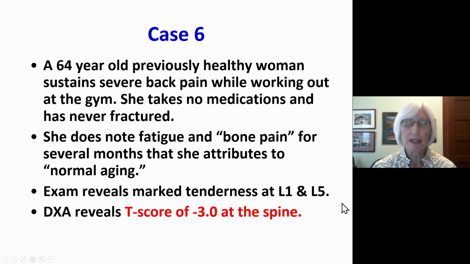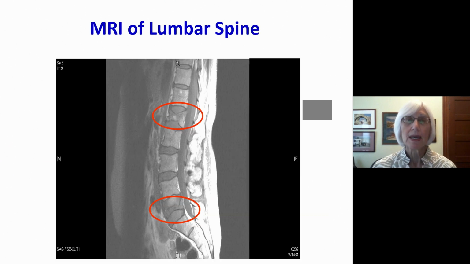And her DEXA reveals a T-score of -3. That's her lowest T-score at the spine. And I'm going to show you an MRI of her lumbar spine. And here you can see L1 and L5. The vertebrae are severely compressed, so the DEXA is based on L2, 3, and 4.